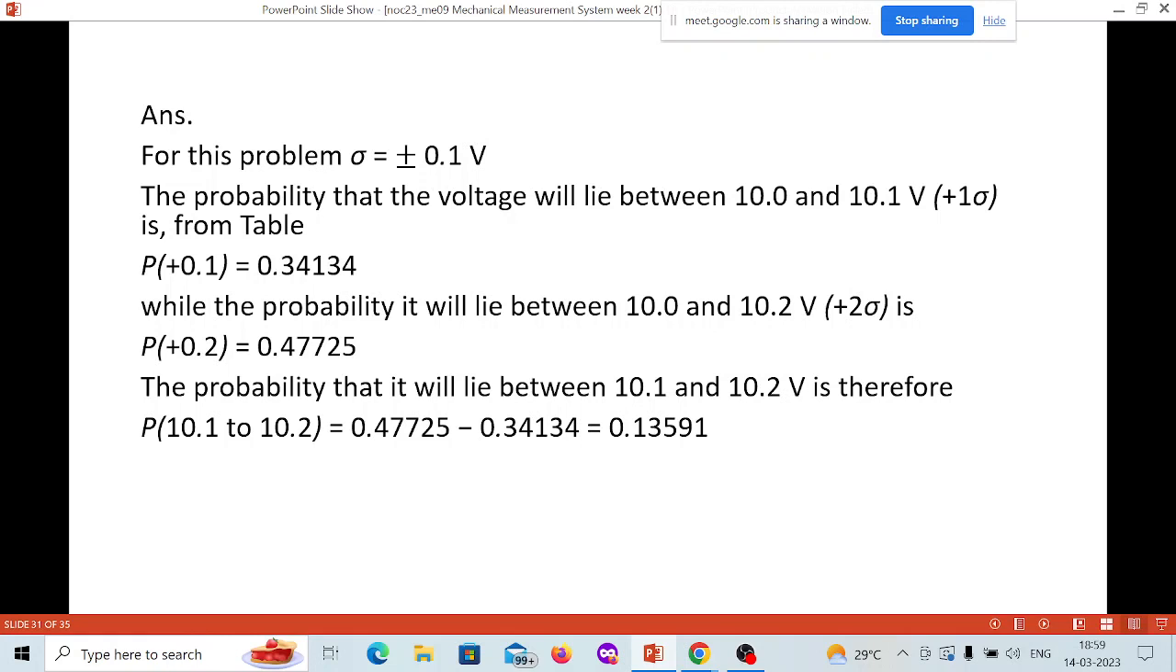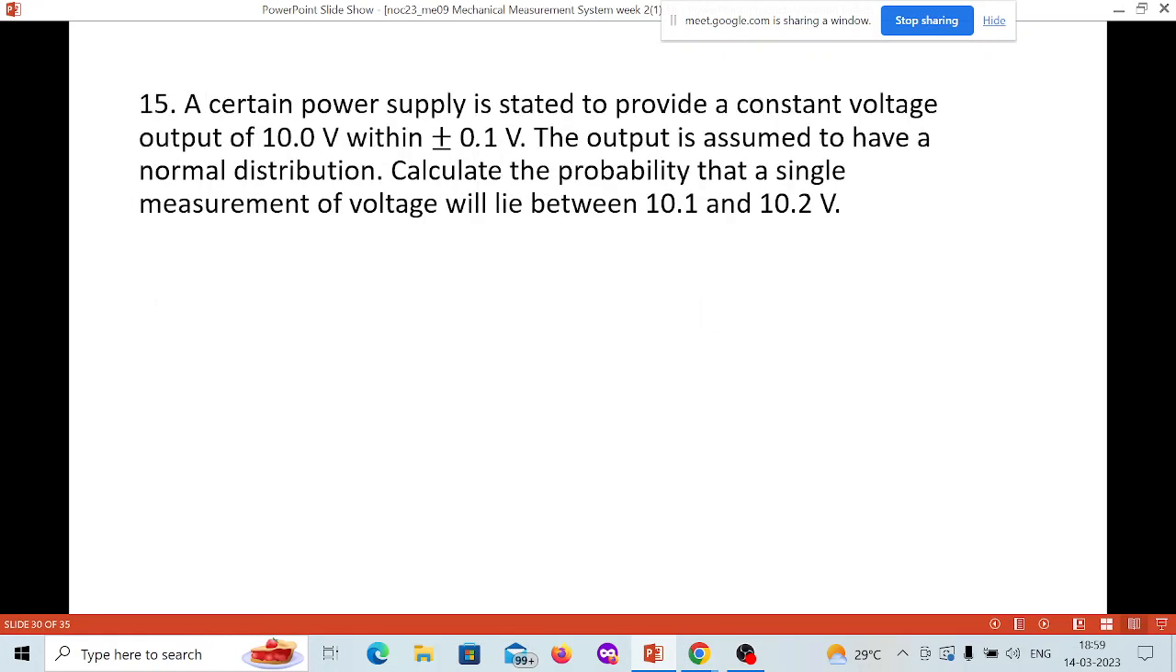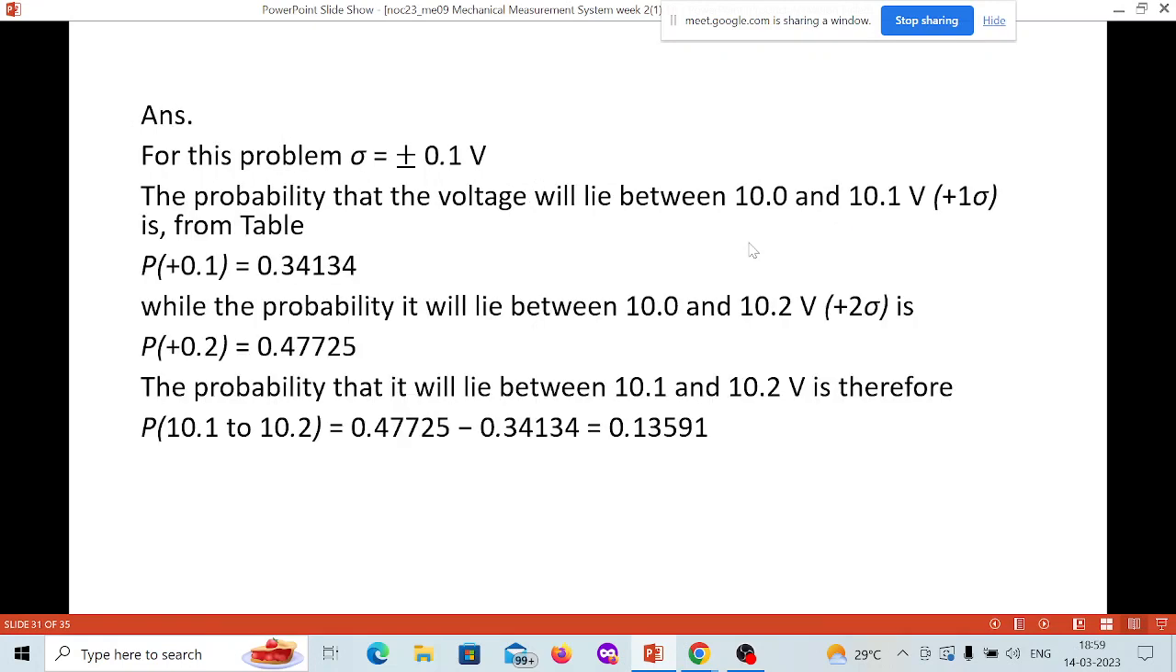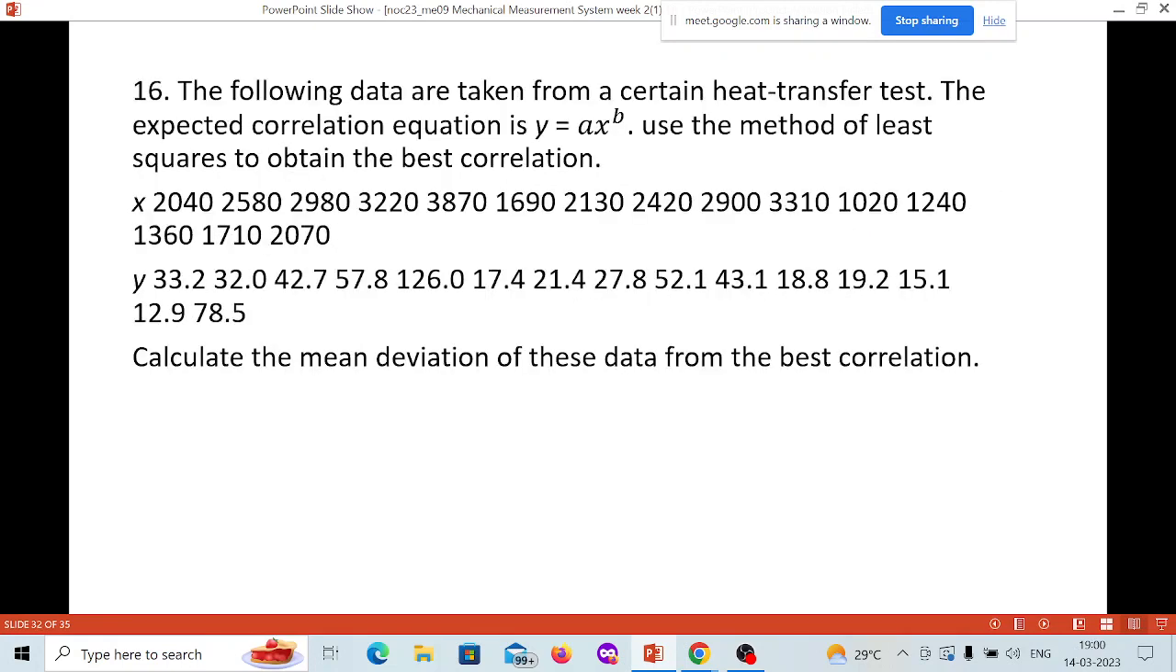You have been asked to find the probability between 10.1 and 10.2. So what we do is take the probability for 0.2 minus the probability for 0.1, that is 0.47725 minus 0.34134, which gives you a probability of 0.13591. So the probability that your measured voltage will lie between 10.1 and 10.2 volts is 0.13591.